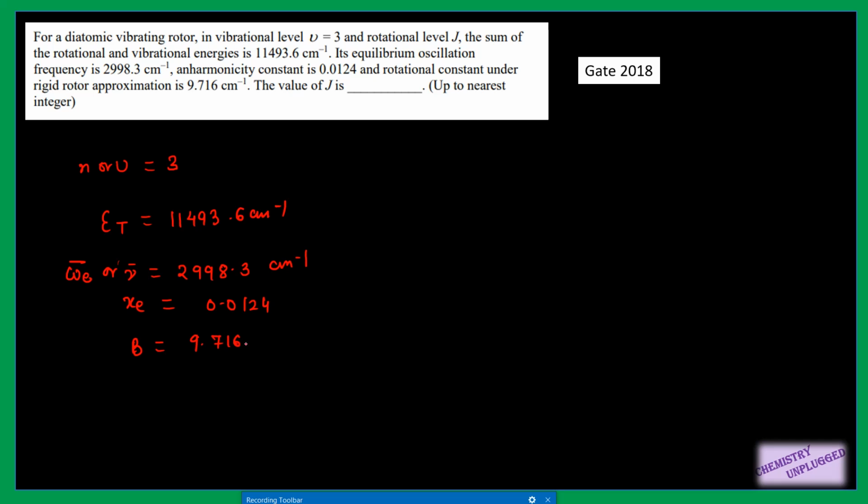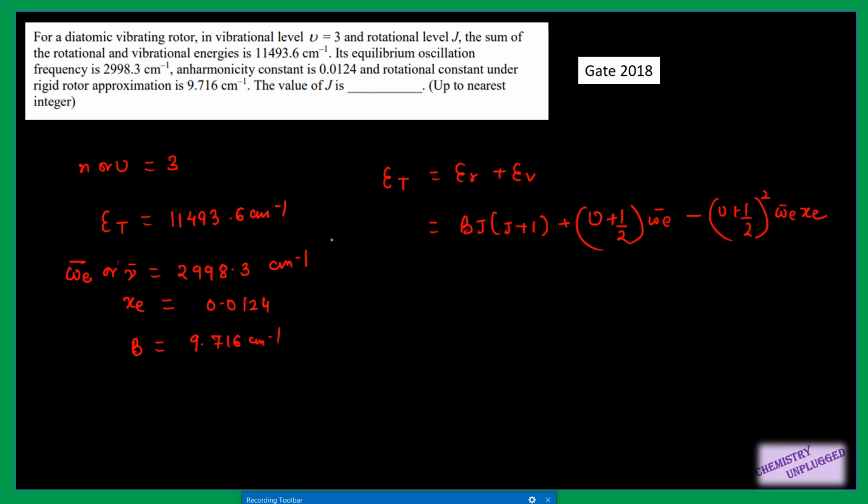So this question is very simple, only calculation is there. You have to just apply this formula. E_T is equal to E rotational energy plus E vibrational energy. It is equal to BJ(J+1) plus (n plus 1/2) omega_e bar minus the anharmonic term, right? Now you can place all the values and you can calculate the J value here. J is asked. So this question is very simple. You can easily calculate here and you will get the correct answer.